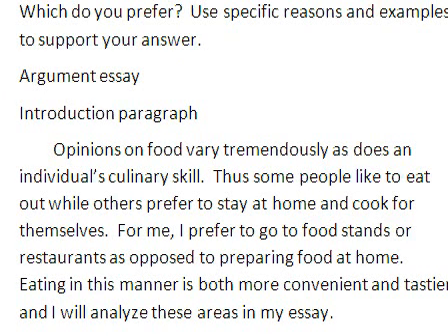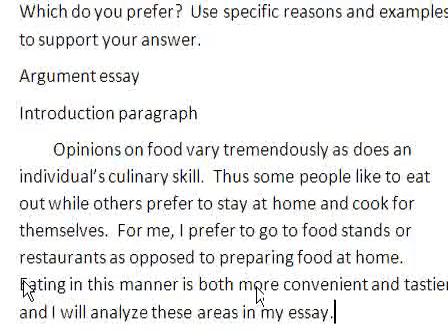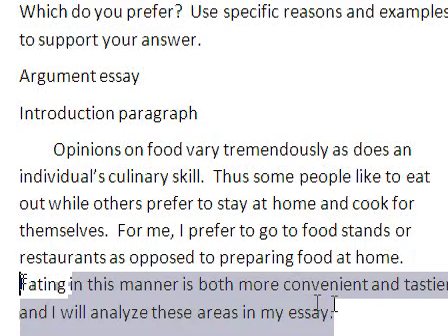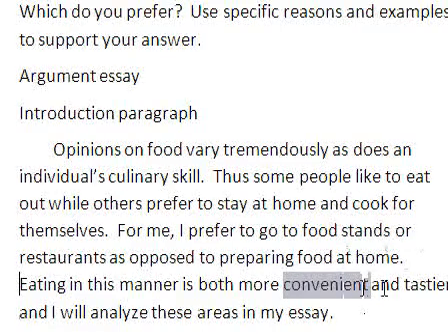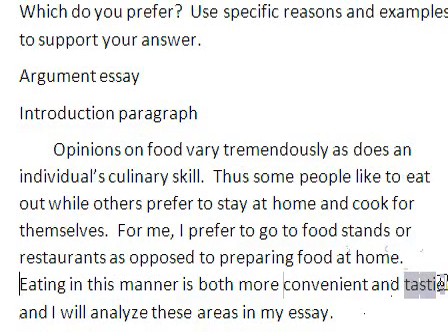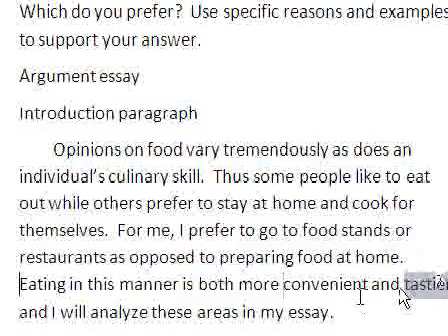So now we've finished the introduction paragraph. We're going to move on to the first supporting paragraph. And we know from our outline that the first topic in our first supporting paragraph is the convenience of going to a restaurant. The second supporting paragraph will be about how a restaurant is tastier than cooking at home.